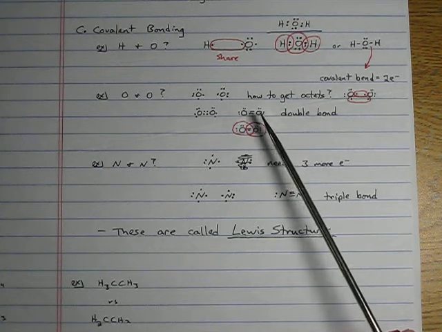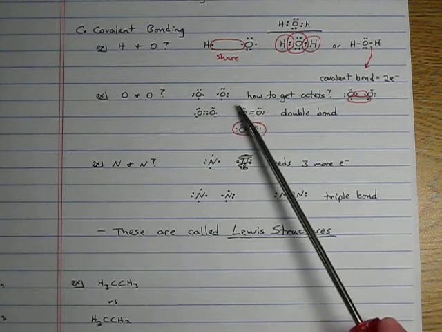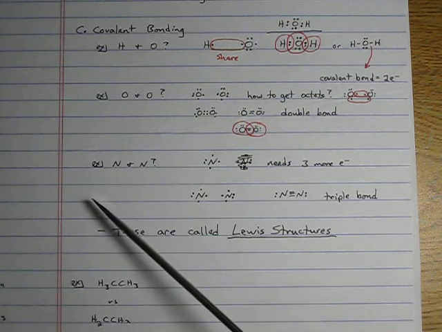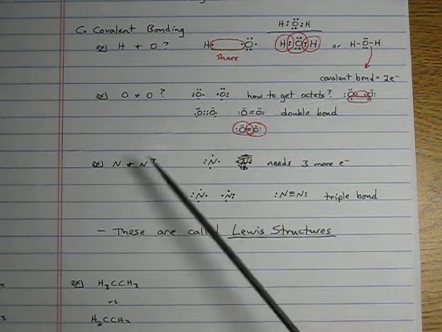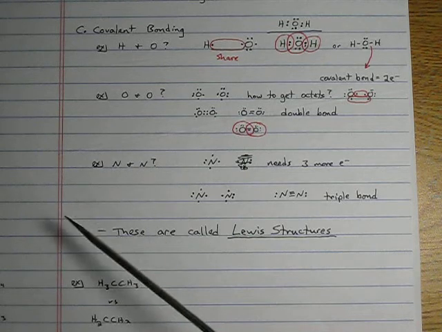So this oxygen on the right side has 1, 2, 3, 4, 5, 6, 7, 8. The oxygen on the left side, 1, 2, 3, 4, 5, 6, 7, 8, since we double count. And now each oxygen has its octet, and we have this double bond between the 2 oxygens. Let's move on to nitrogen.